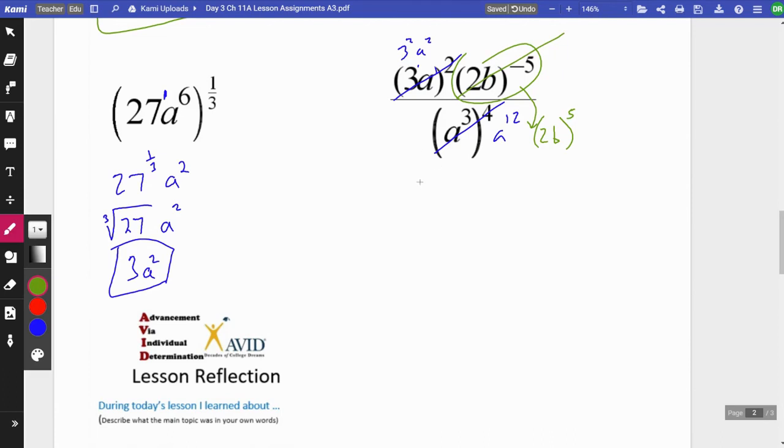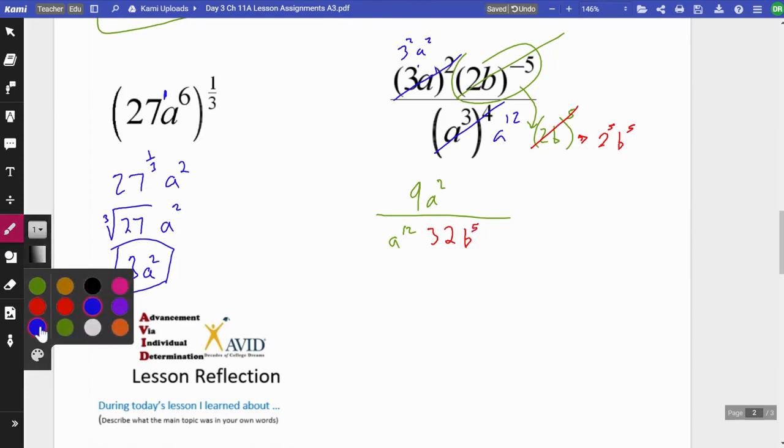3 squared is 9. I can write that. a squared on top. Nothing else on top. Then we also have a to the 12th. And then we could simplify 2b to the 5th. It's 2 to the 5th. This thing would become 2 to the 5th, b to the 5th. And then 2 to the 5th we know is 32. So 32 b to the 5th.